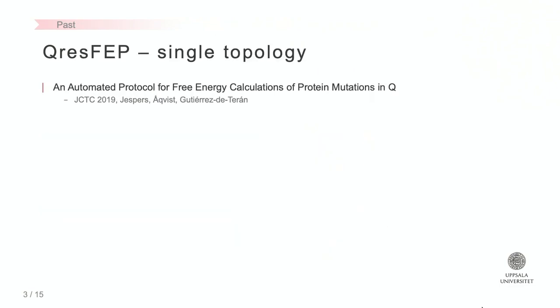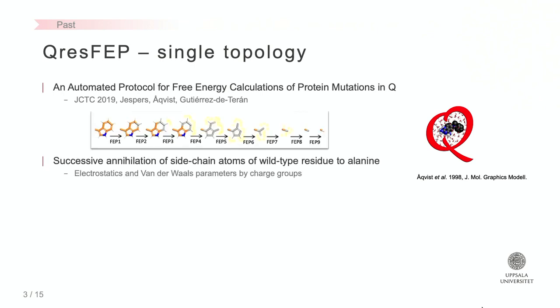So first, QresFEP, single topology. It was an automated protocol for free energy calculations on protein mutations in Q, published in 2019. And Q, as was already mentioned before by Jens Carlsen, is our open source MD engine developed in Uppsala, and it's specifically designed for simulations of biomolecular systems. So QresFEP works with a successive annihilation of the sidechain atoms of the wild-type residue to alanine.